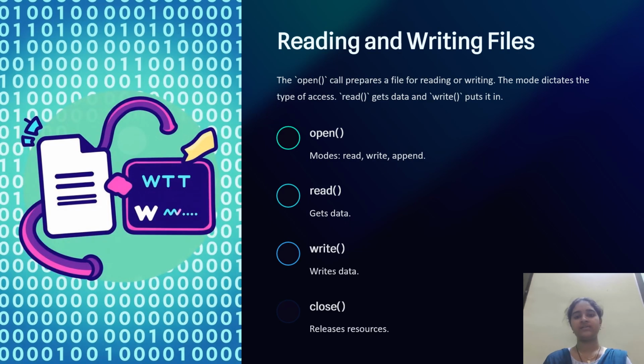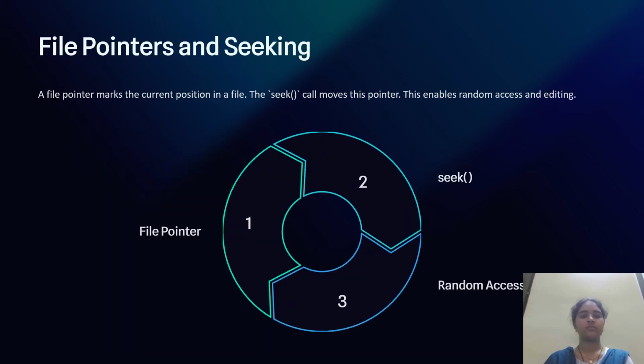Reading and writing files. The open method prepares a file for reading or writing. The mode dictates the type of access: reads get data and writes put it. Open modes include read, write, and append. The read method gets data, the write method writes data, and the close method releases the file.